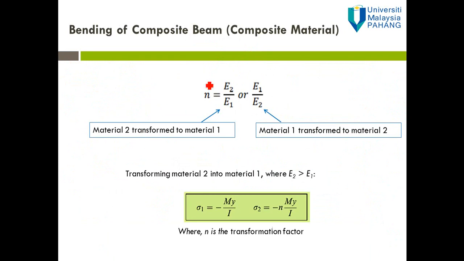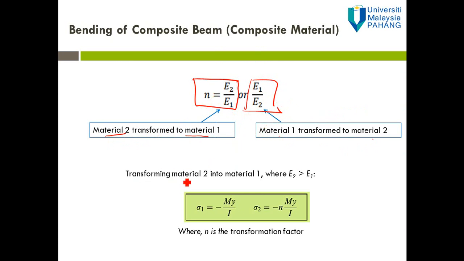This is the equation that I explained previously. If you want to transform material 2 into material 1, n is equal to E2 over E1. If you want to transform material 1 into material 2, n is equal to E1 over E2.